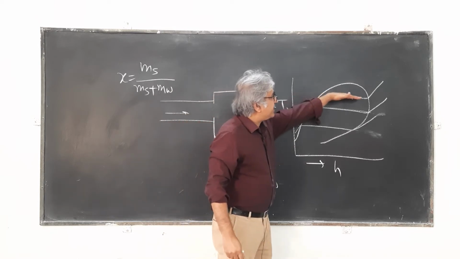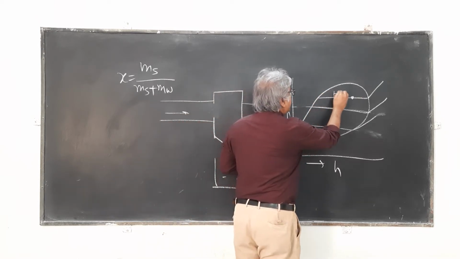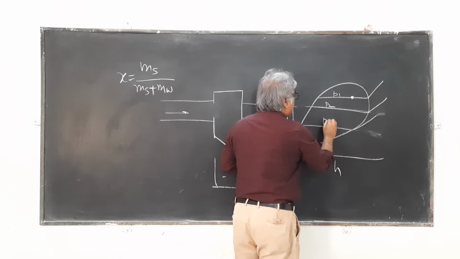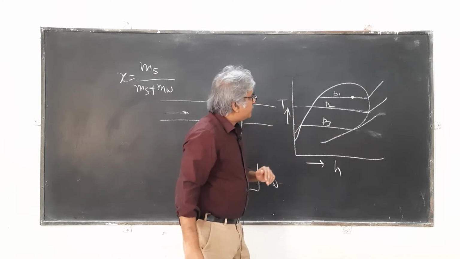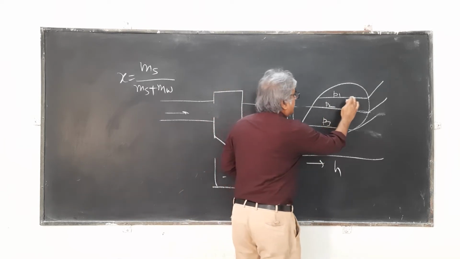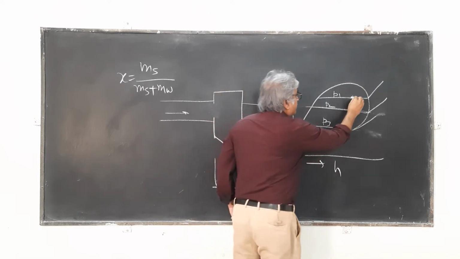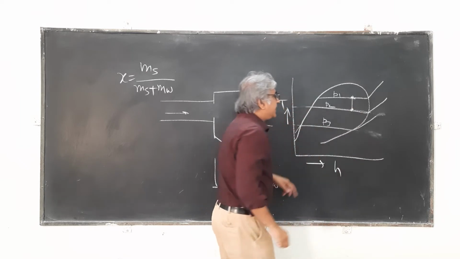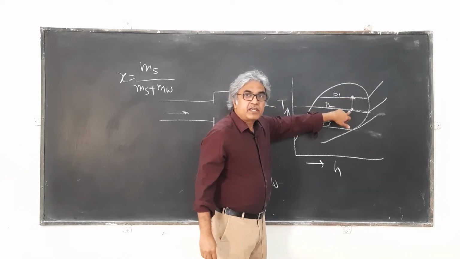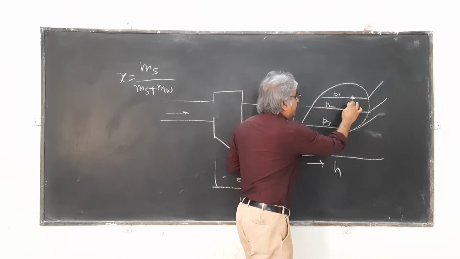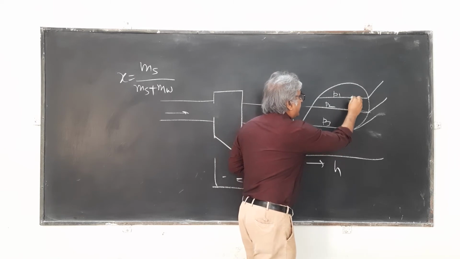So this is one pressure line, let's say this is P1, this is P2, this is P3. Now suppose the pressure is dropped to, let's say, P2. So if you drop this to P2, you can say that the enthalpy here and the enthalpy here are the same. I'll show it by a dotted line. The throttling process is represented by the dotted line.